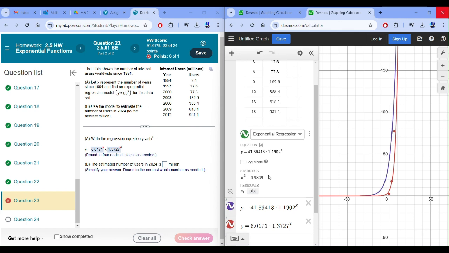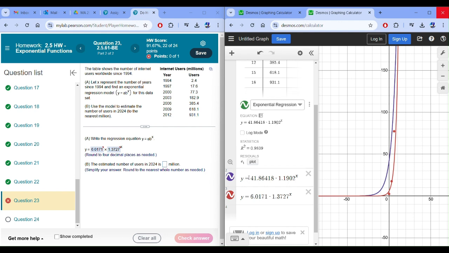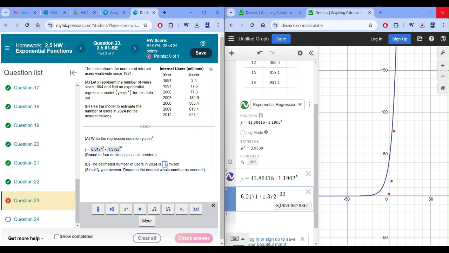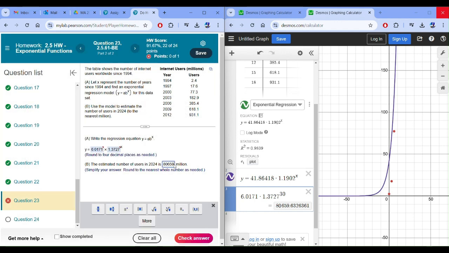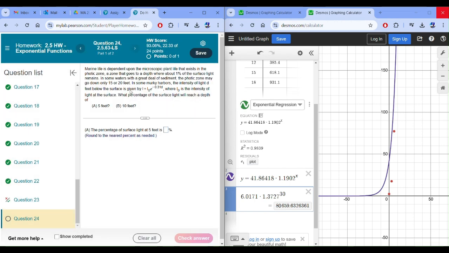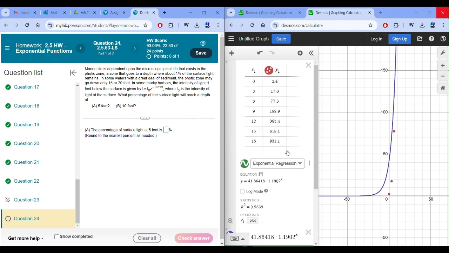But once you just plug this in, for example, if I get rid of this, what year would it be? 2024 would be 12 years from there, so that would be the 30th year. And then if I plug in 80659 million, round up to 60. There you go. So that one I got. I don't know. Okay. I'm not sure.